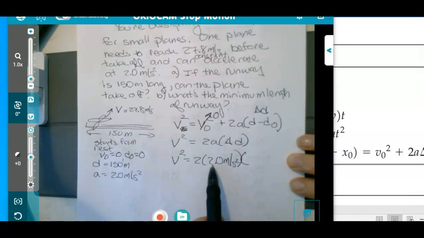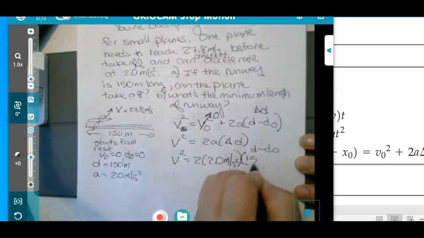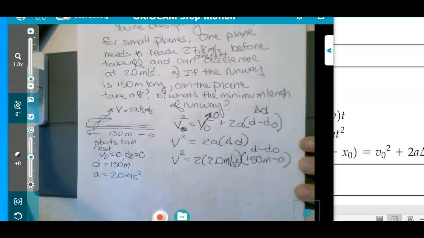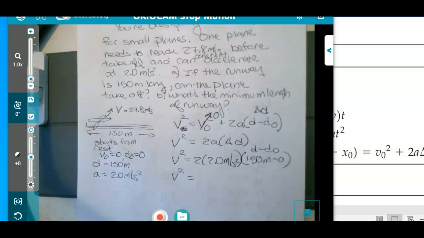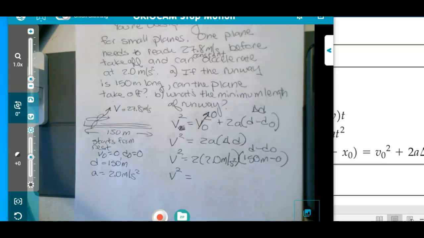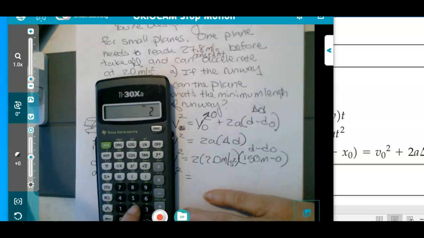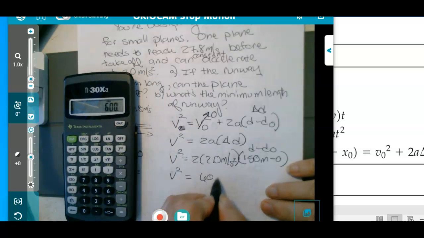So you have 2 times 2 meters per second squared. Always check the units, and they're working. And so then if I did d minus d0, this would be 150 meters minus 0, or 150. But pay attention, that's v squared. So eventually you have to square root the problem. So I'm just going to do this step. Okay, so you do 2 times 2 times 150, 600. So v squared is 600.